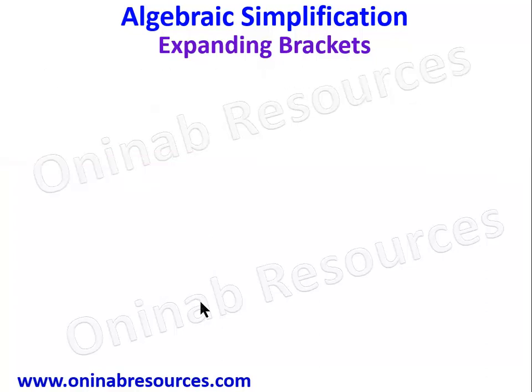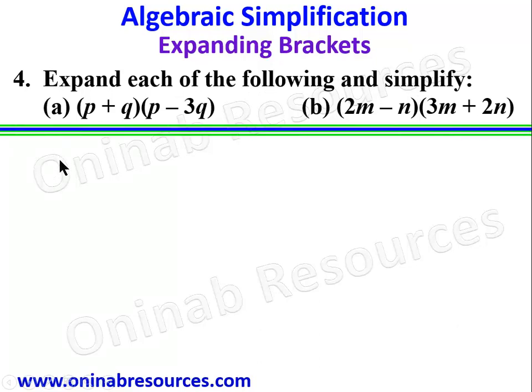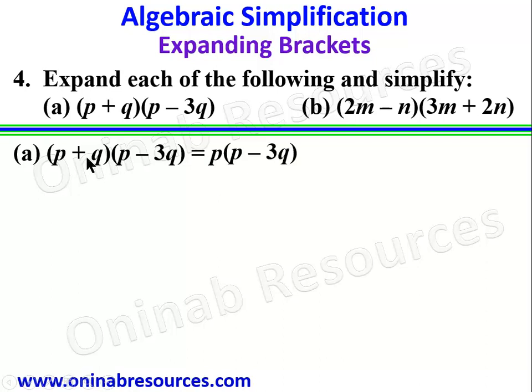We go to problem 4. For problem 4, expand each of the following and simplify. So we start from problem 4a. For 4a, this is bracket times bracket. So what we do now is we pick the first term in the first bracket, then multiply it by the entire second bracket, then pick the second term in the first bracket, also still multiplying it by the entire second bracket. Then we now multiply out.